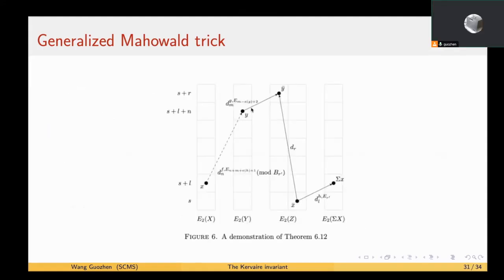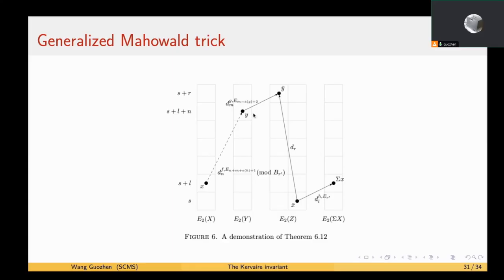So here is the illustration of what happens. We suppose there is a non-trivial d r differential in the Adams spectral sequence of Z. Recall that Z is a cofiber of f.